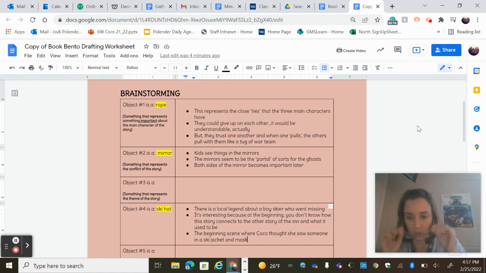All right, I skipped theme because I want to talk about that separately. And I'm realizing it's just really glowy. All right, object number 4. Nope, I can't do that because now I can't see. All right, trying again. Object number 4 is a ski hat.